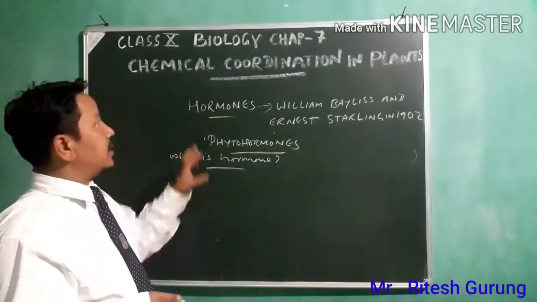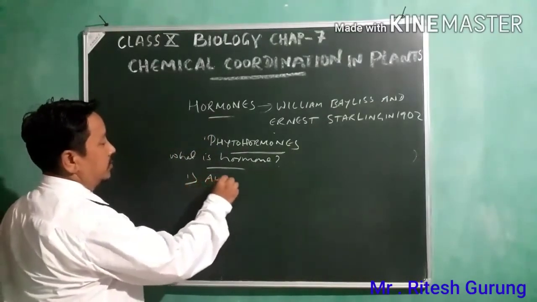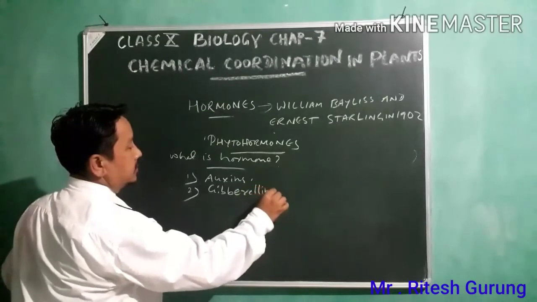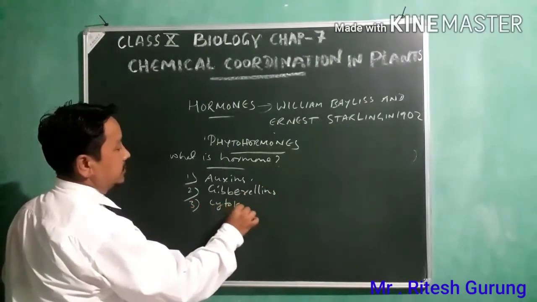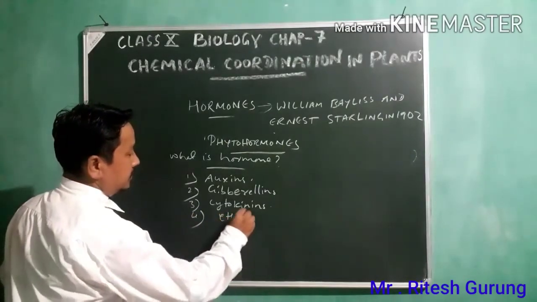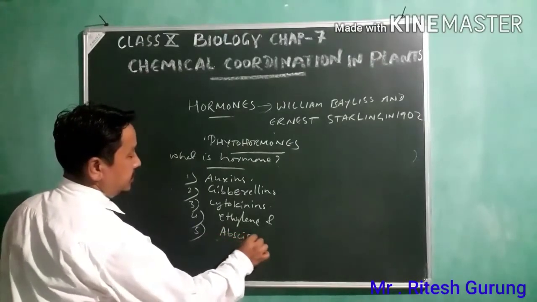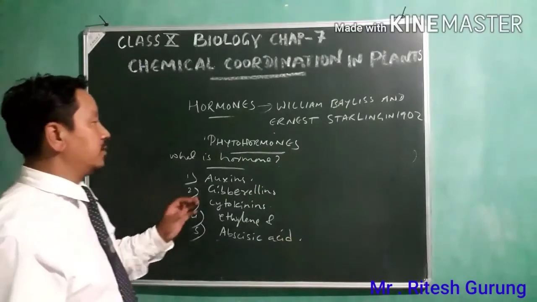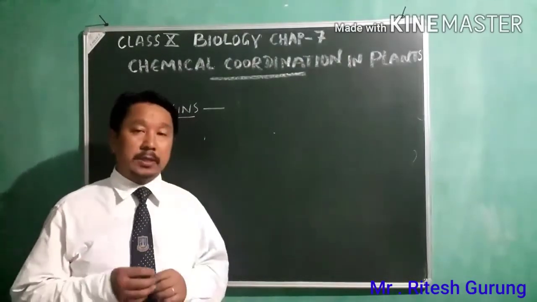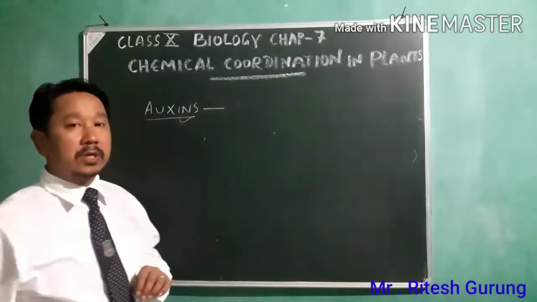In this chapter, we'll talk about the different types of plant hormones: auxins, gibberellins, cytokinins, ethylene, and abscisic acid. These are the 5 different kinds of plant hormones that we are going to talk about in this chapter, one by one. So first we'll talk about auxins.